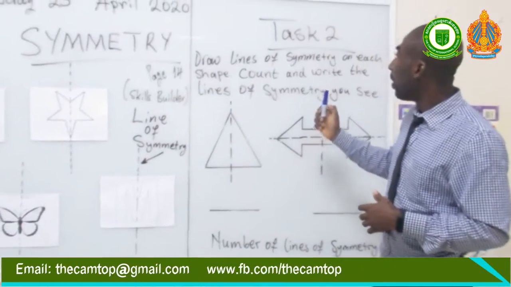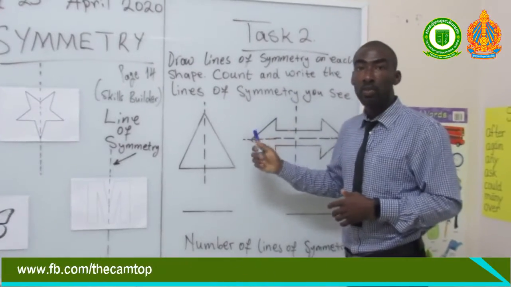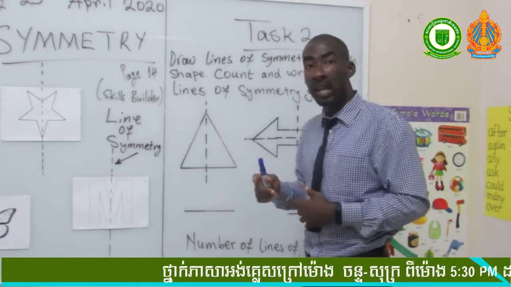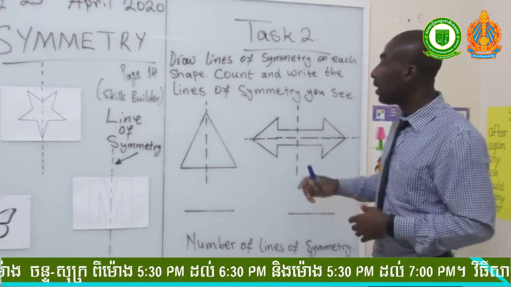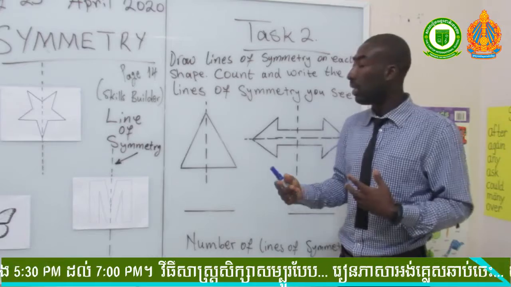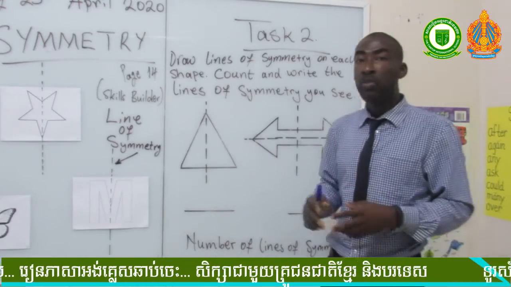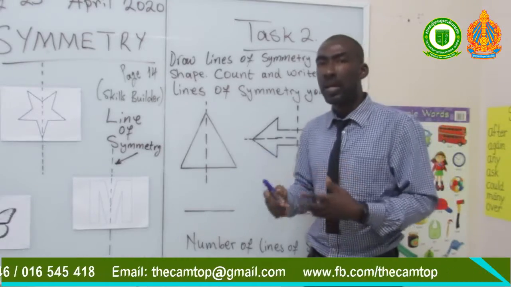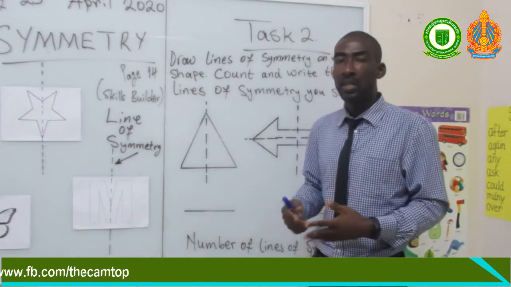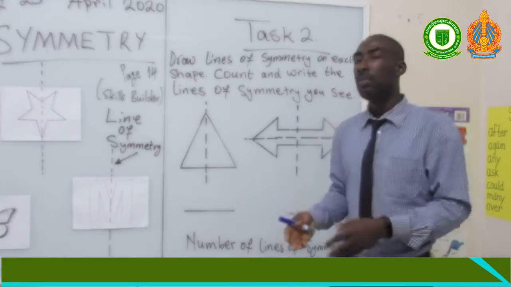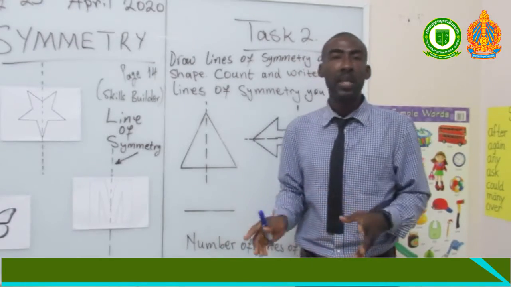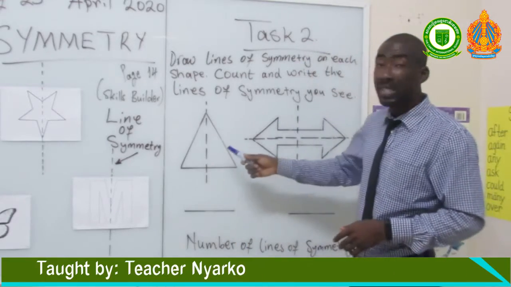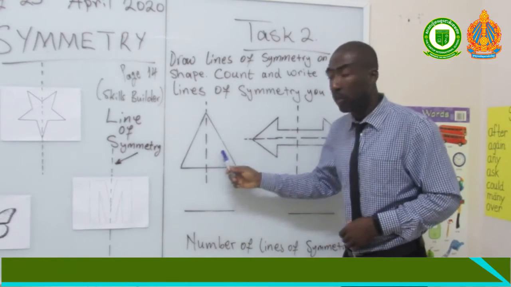On this task, which is task 2, we are going one step ahead of the first activity or the first task. This time around, whenever you have a shape, you are supposed to find out how many lines of symmetry you can draw on one shape. Because some shapes can take more than one line of symmetry, some shapes can only take one, and some shapes cannot even take a line of symmetry at all. So example, we have a triangle on the board here.